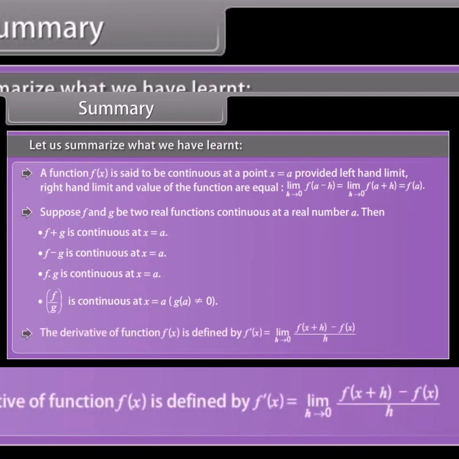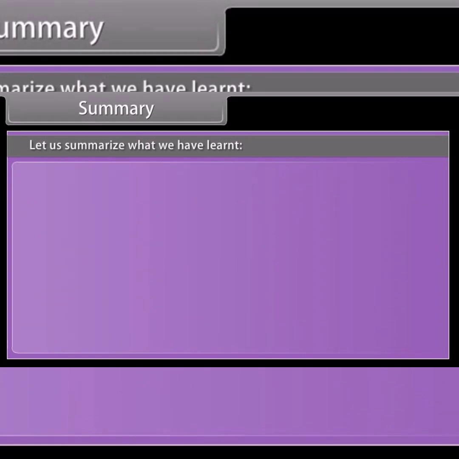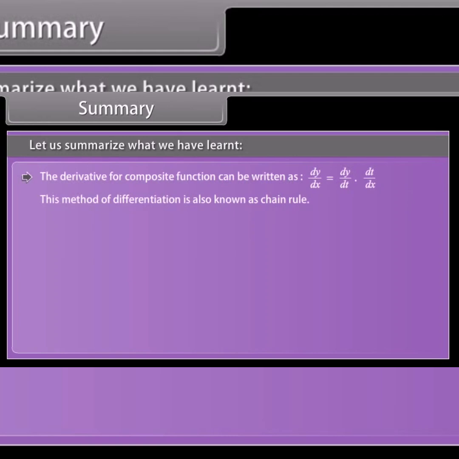The derivative of function f of x is defined by f dash x is equal to limit h approaches 0 of f of x plus h minus f of x divided by h. The derivative of a composite function can be written as d by dx of y is equal to d by dt of y into d by dx of t. This method of differentiation is also known as chain rule.